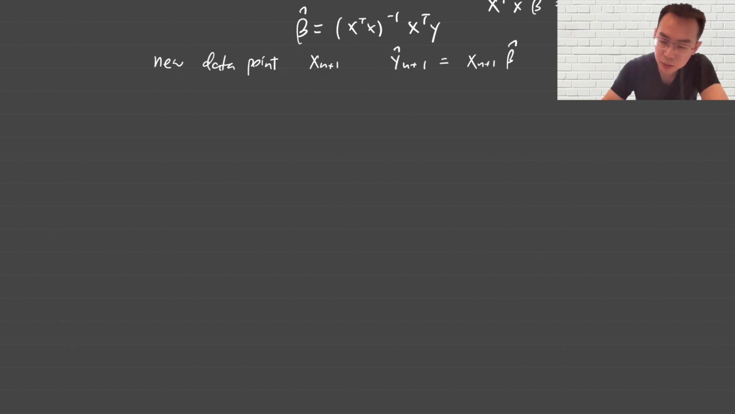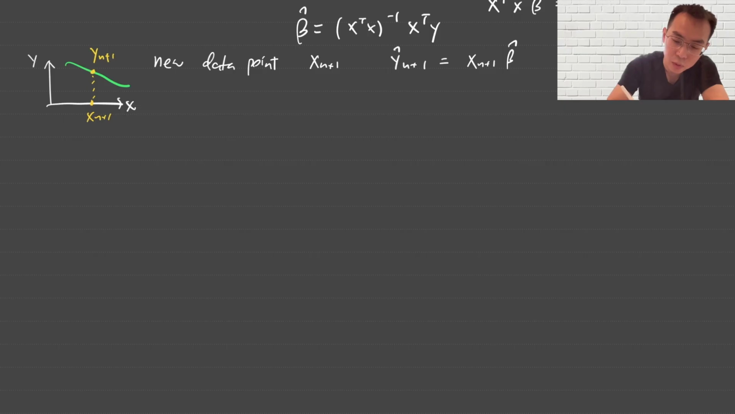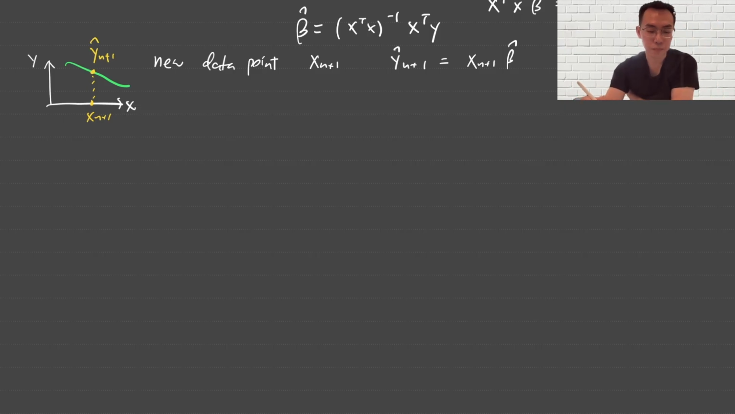And what does this mean geometrically? Suppose this is a fitted line, and then we have a new data point that comes in, x n plus 1. We just find its corresponding value on the line here as our prediction for this data point when we want to do predictions in machine learning.